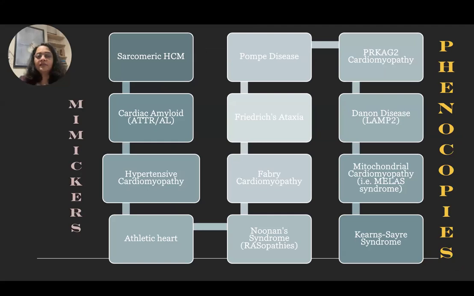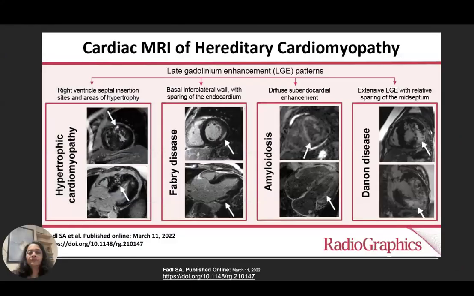There are several conditions that can appear similar to HCM but are not due to sarcomeric mutations. These phenocopies may be a result of conditions such as amyloid, hypertensive cardiomyopathy, athlete's heart, or storage disorder. LGE patterns can be helpful in differentiating the various forms of heritable cardiomyopathies.